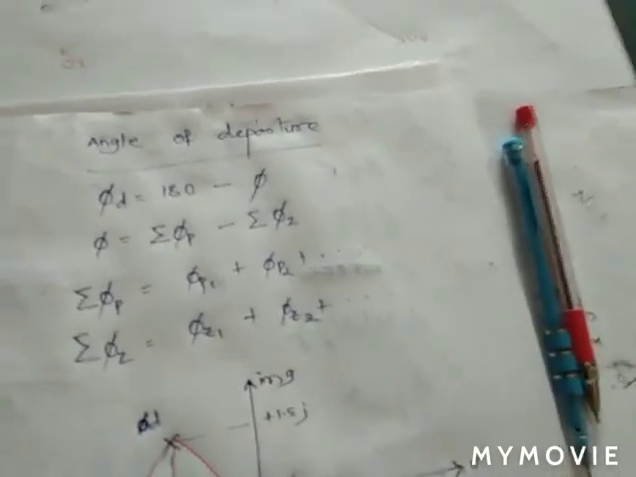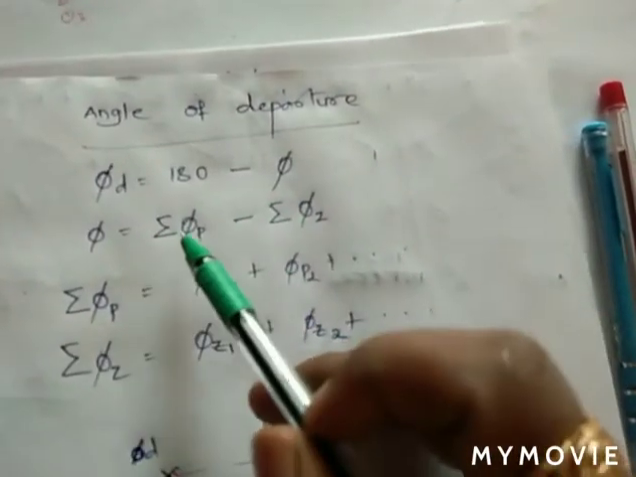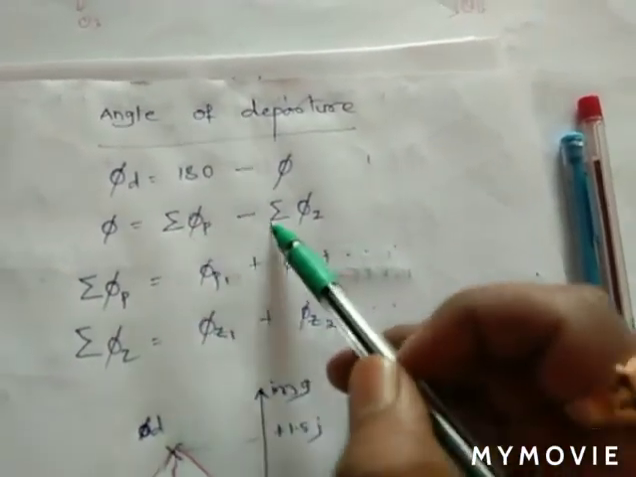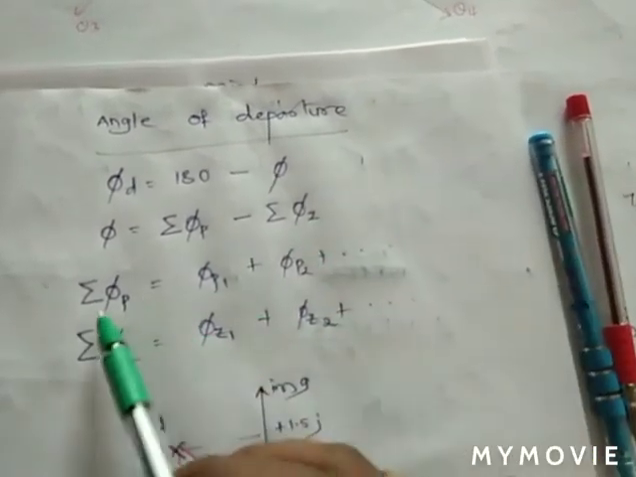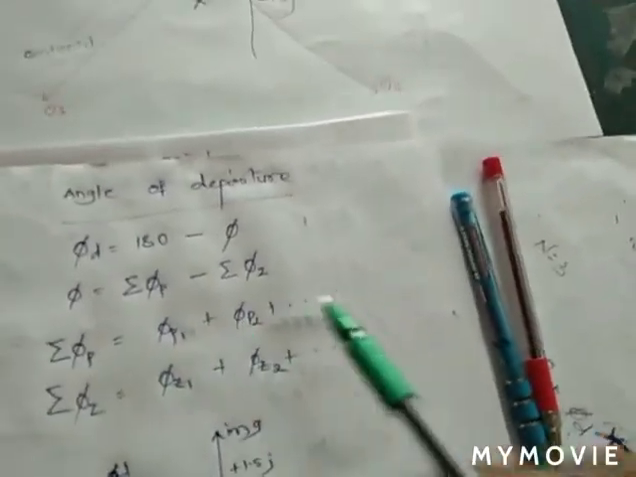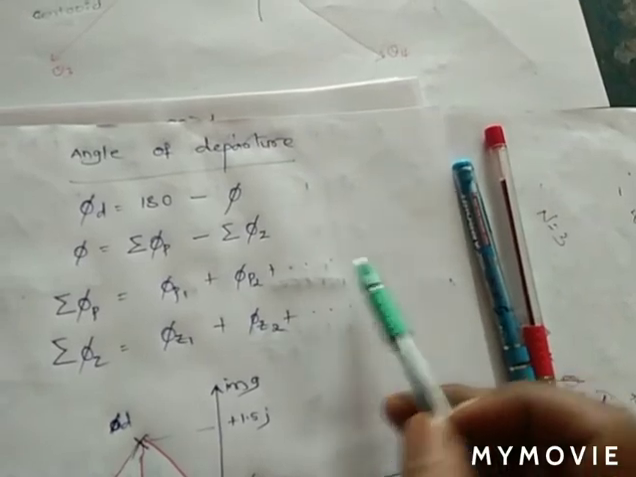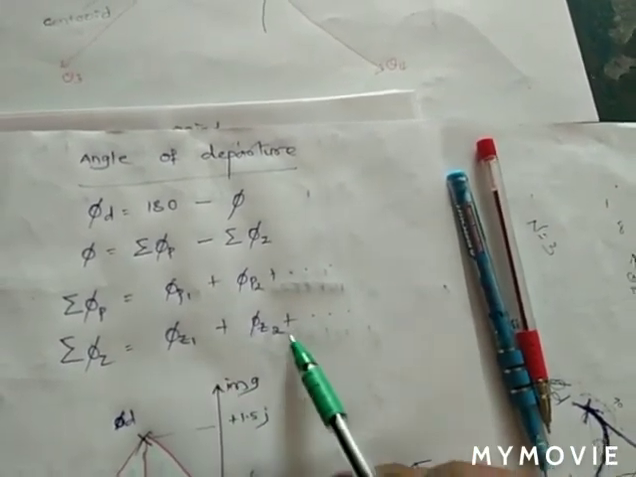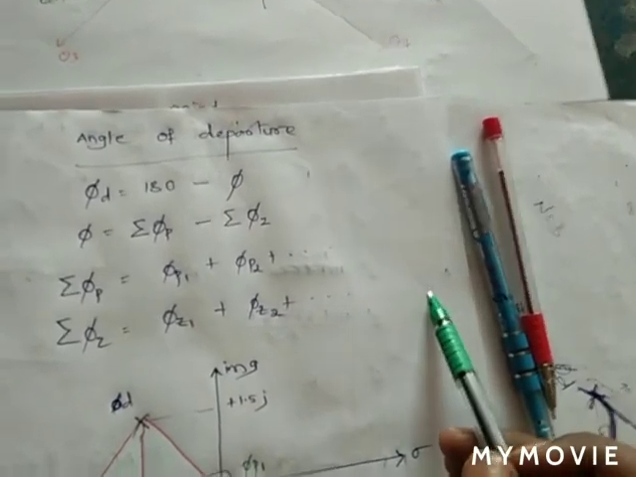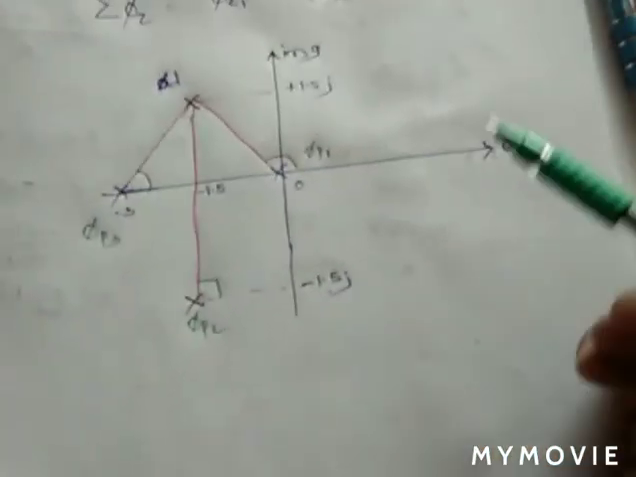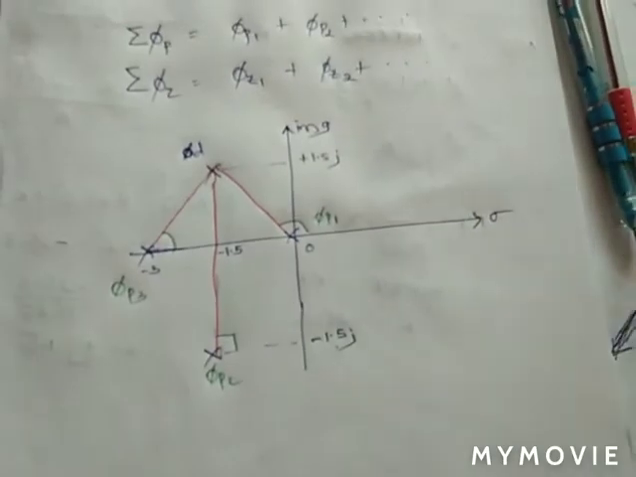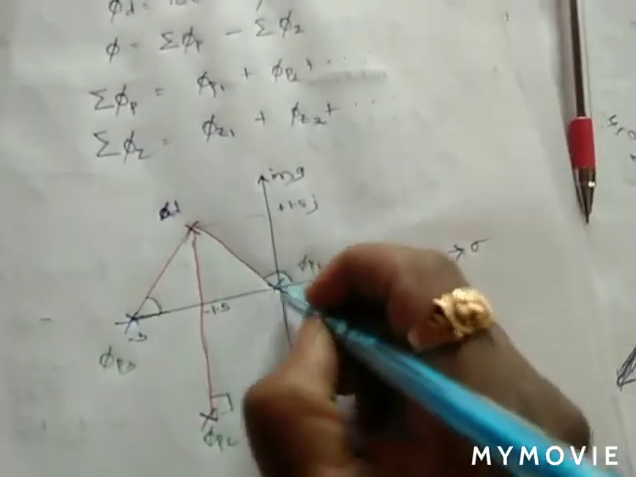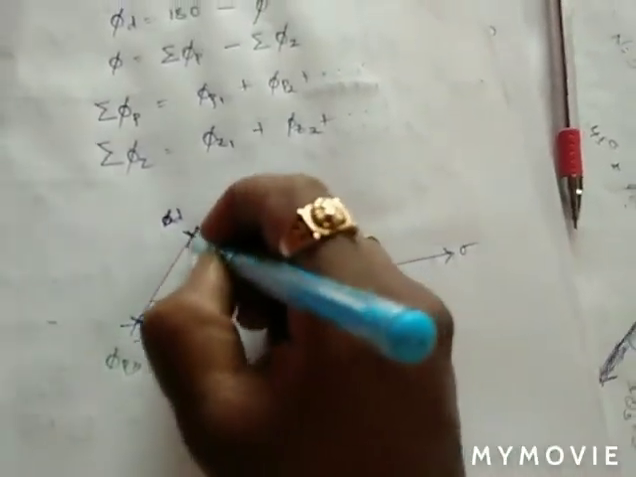So you know the formula, phi d is equal to 180 minus phi, where summation of phi is equal to summation of phi p minus summation of phi z. Summation of phi p means phi p1, phi p2, and so on, for all poles in the problem. Summation of phi z is phi z1, phi z2, for all the zeros. I have redrawn the diagram, since we should draw the diagram separately for the angle of departure. We have 4 poles.